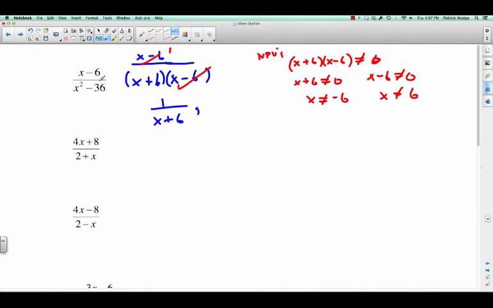You're always going to get, any number you plug in here, it'll always be equal to this amount, except if you were to put plus or minus 6. You cannot have those values. So that is what the answer is.